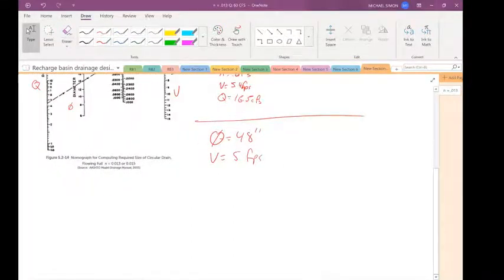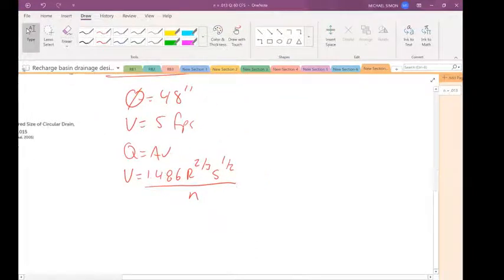So on this one, we have a couple equations. We have Q is equal to AV, and V is equal to 1.486 R to the 2/3, S to the 1/2 over n. So what we can do is let's solve for the slope first. I want to rewrite it one more time. Let's solve for slope. So if we bring everything to the other side, S to the 1/2 is equal to Vn over 1.486 R to the 2/3.